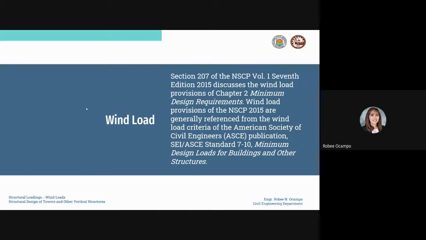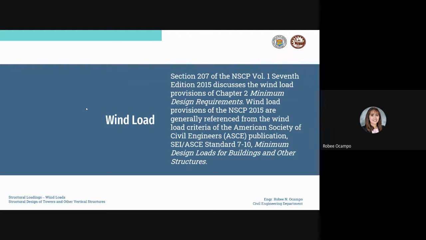So yung pinagbasehan ng NSCP for the wind load provision for the 2015 edition is the ASCE 7-10. Okay, so yung 7-10 was published in 2010. But of course, the NSCP 2015 was being prepared before 2015. I think the 2015 edition of NSCP was published in 2016. I don't know if it's the later part of 2015 or the earlier part of 2016.